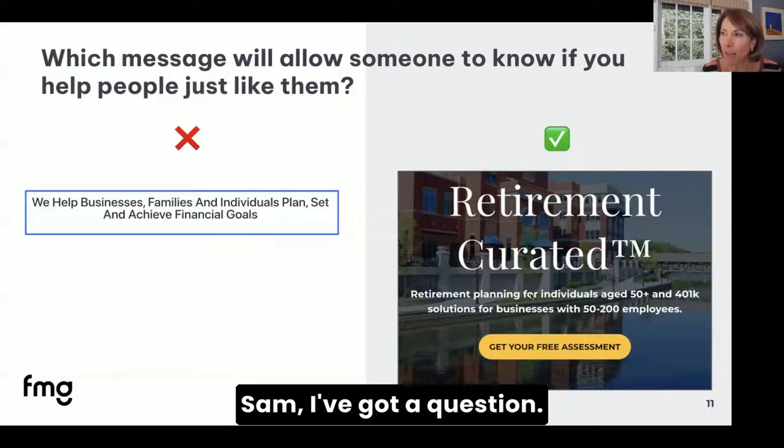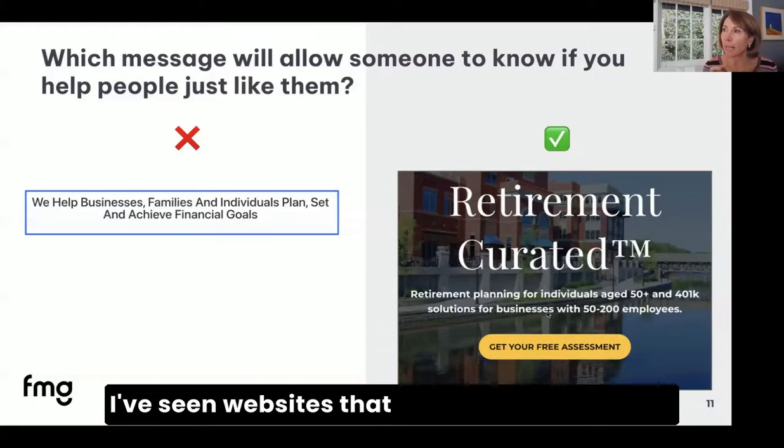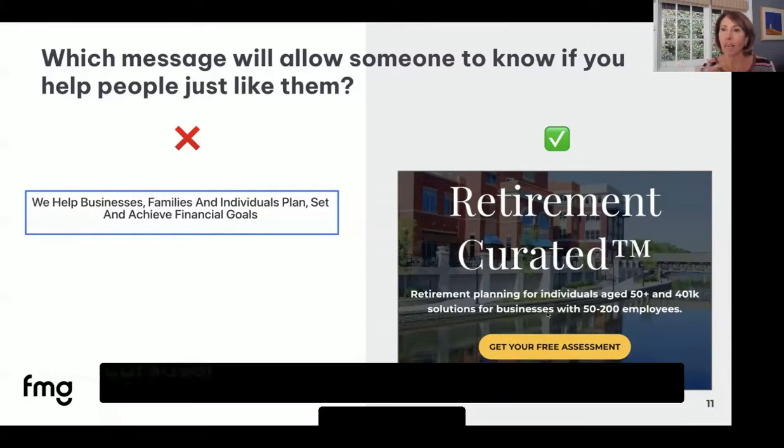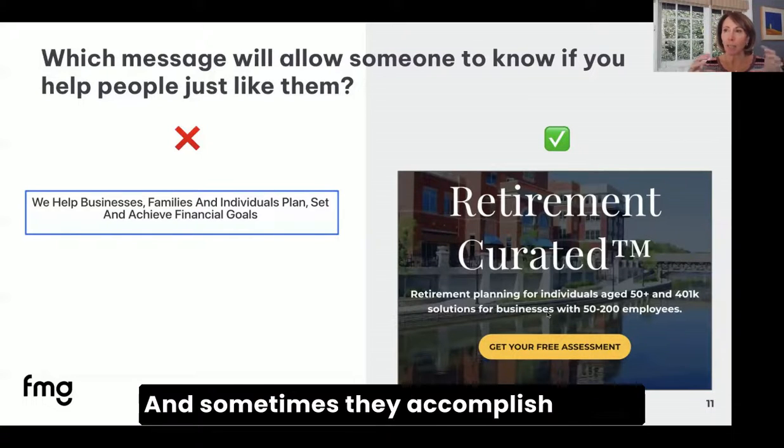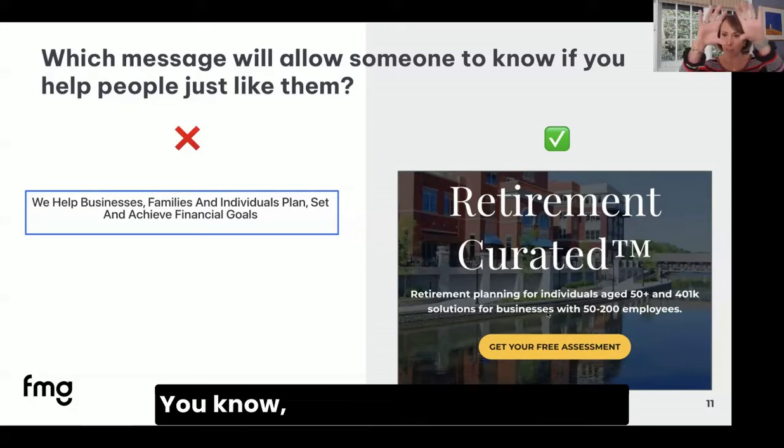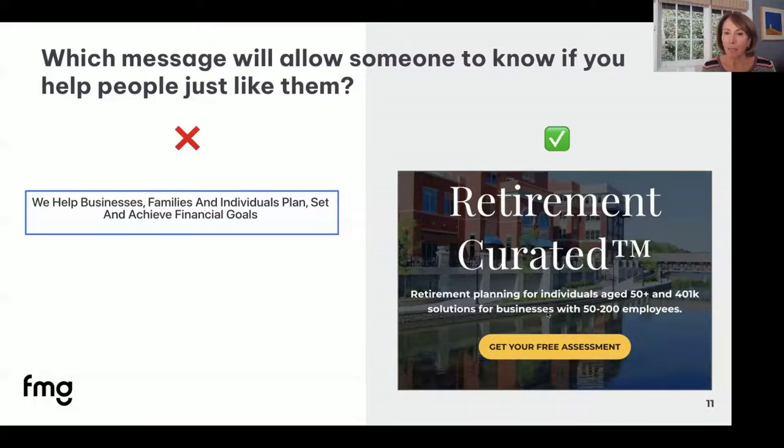Sam, I've got a question. I've seen websites that have, I think you call it, like their banner rotates, and they have a carousel so that they are speaking to different audiences. And sometimes they accomplish that in sort of the second block. You know, they have a hero, but they have a who we serve kind of thing.